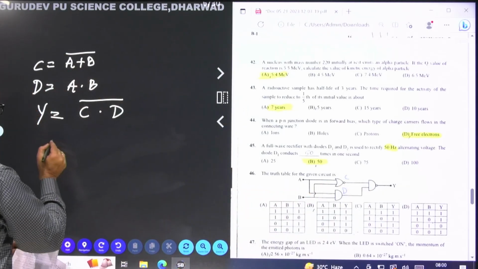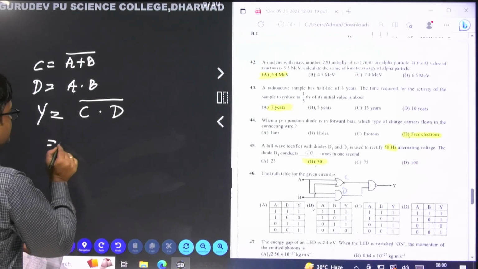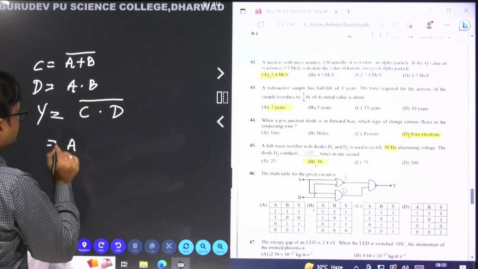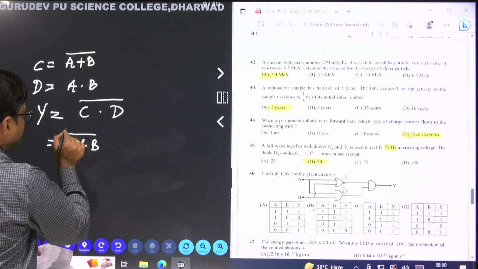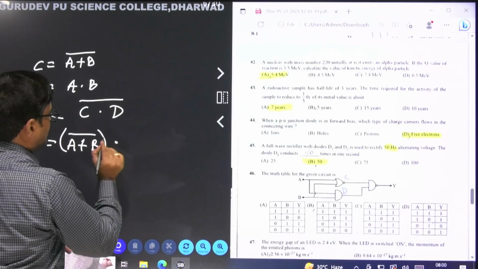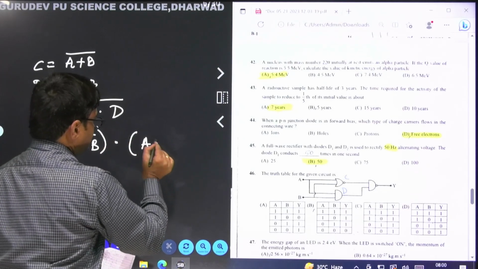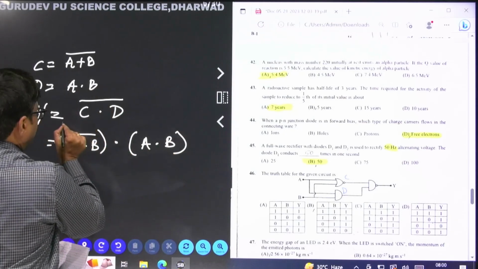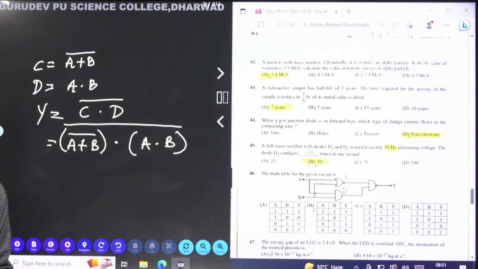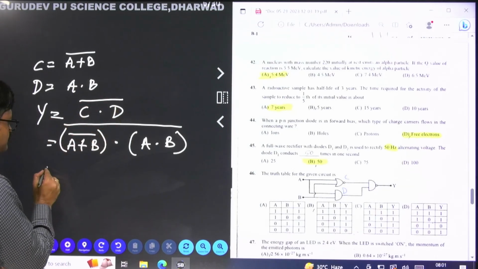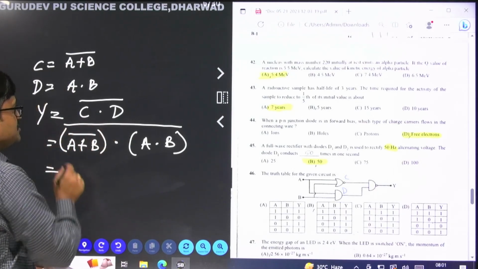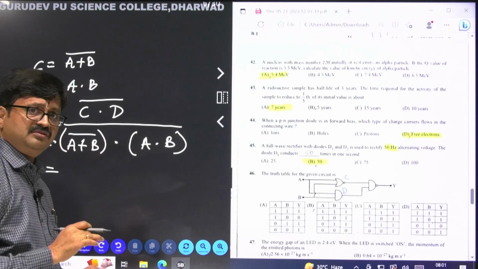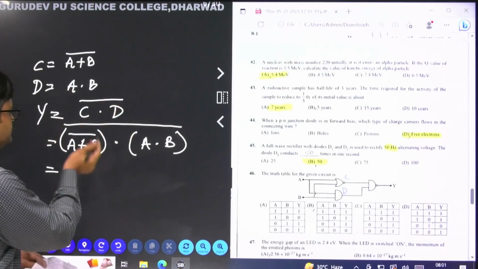So in place of C and D, I'll write ((A + B)' dot (A dot B))', putting this in brackets and then taking the whole prime, because it is (C dot D) whole prime. Now let me apply De Morgan's law once again here. (C dot D)' is C bar plus D bar.